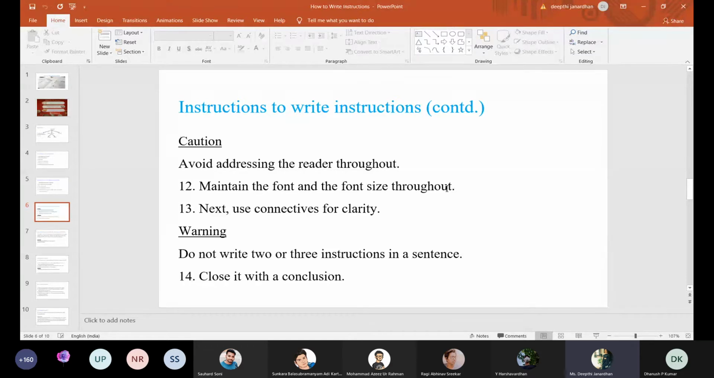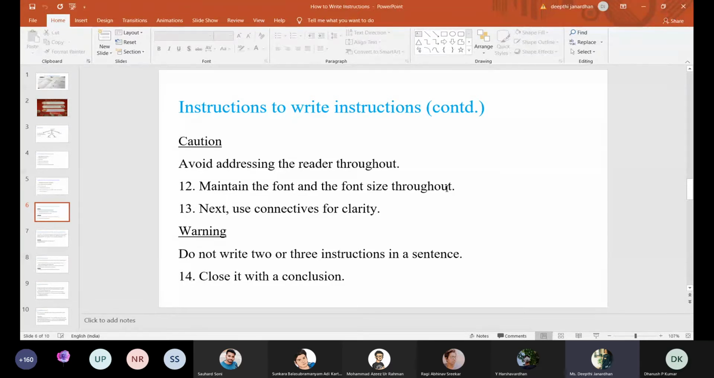Next, use connectives for clarity. For me, what I would say is when you have step by step and you're starting with a verb, that in itself should be enough. But in case you need connectives, then maybe you can use connectives too. Next, after, and then, finally, and then at the end. These are all connectives that are used to move on to the next step.